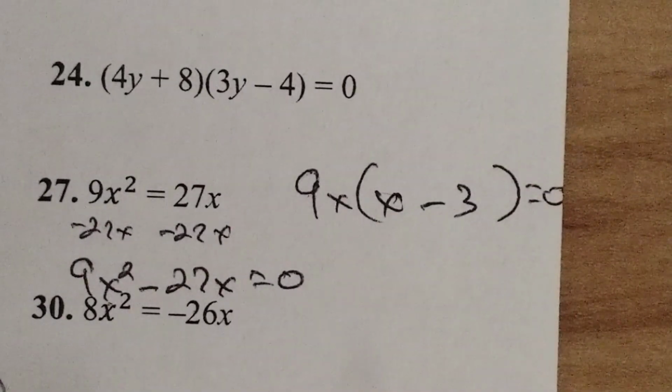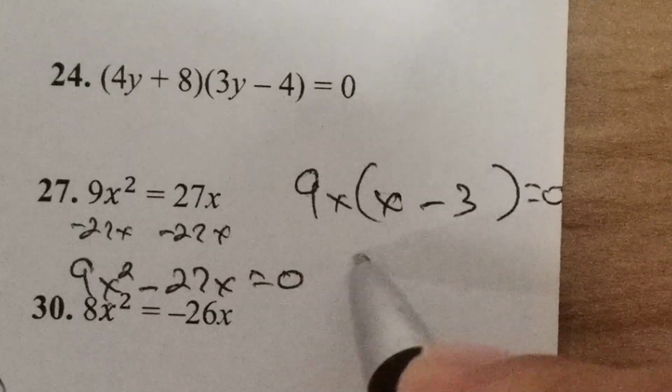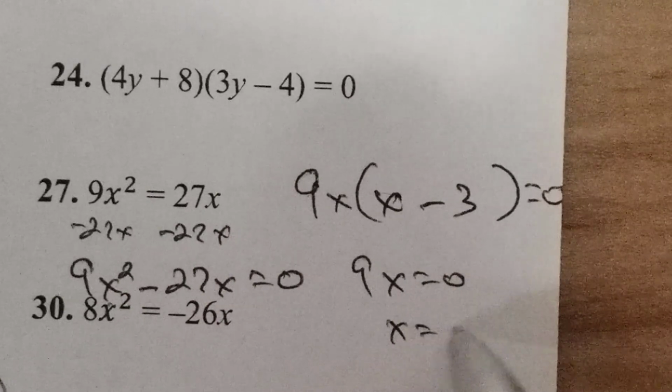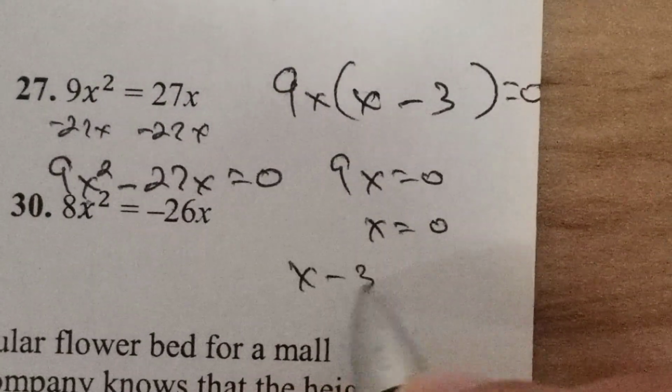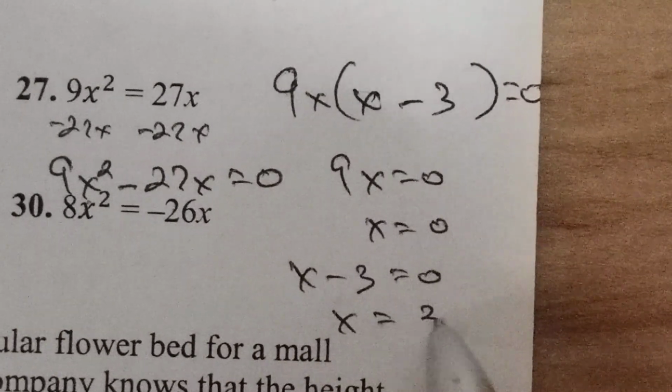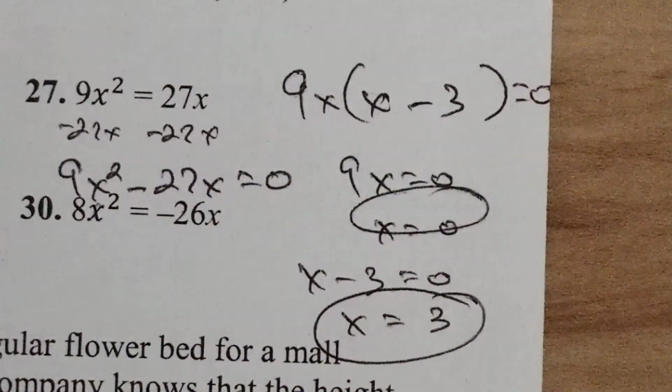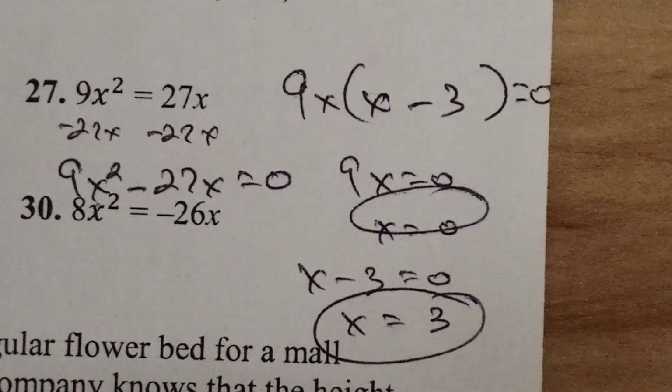Set each one of these equal to 0. Take the 9x, set that equal to 0, which means x is going to equal 0. Take the x minus 3 and set that equal to 0, which means x is going to be equal to 3. And there's your two solutions, 0 and 3.